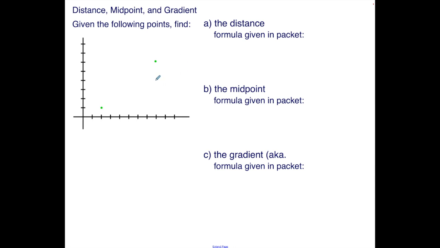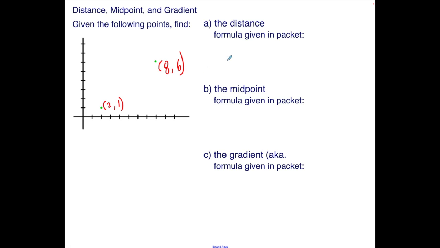Okay, for today's lesson, we will be going over 2D geometry. We're going to start with distance, midpoint, and gradient. So if you look here, I have a graph and 2 points on it. This first point would be 2, 1. This point is 8, 6.